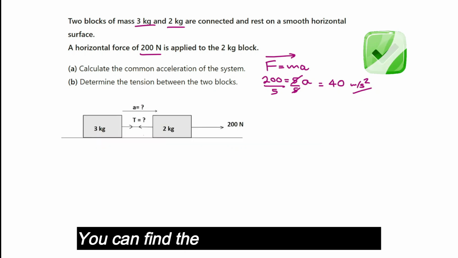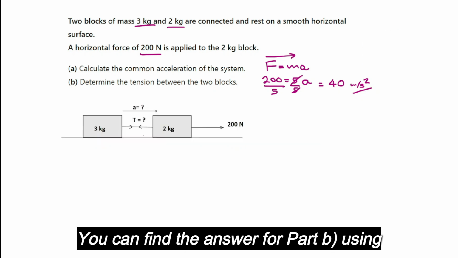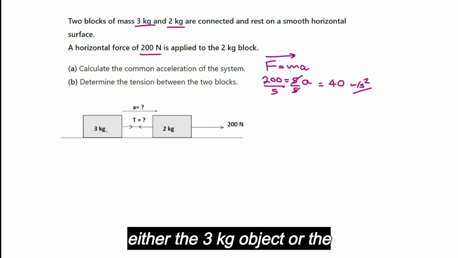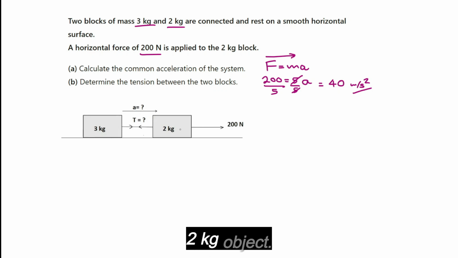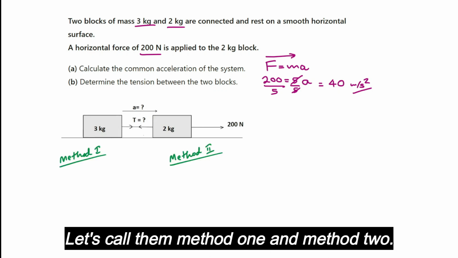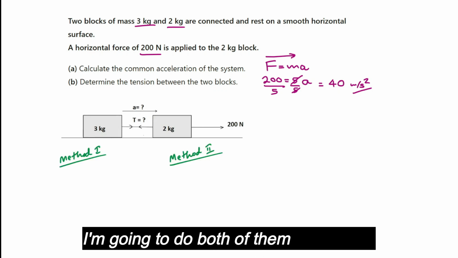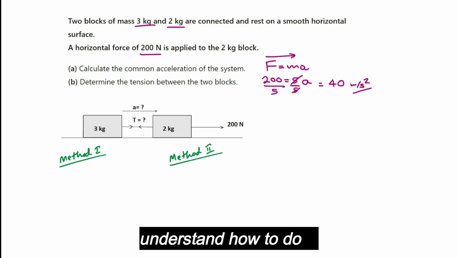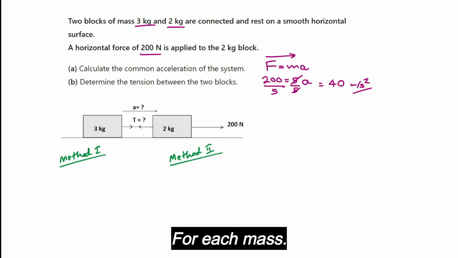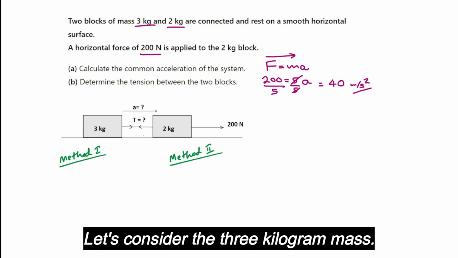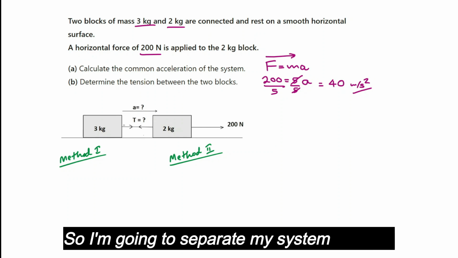Part B. You can find the answer for part B using either the 3 kilogram object or the 2 kilogram object. Let's call them method 1 and method 2. I'm going to do both of them so you can understand how to do it for each mass. Let's consider the 3 kilogram mass. So I'm going to separate my system like this.